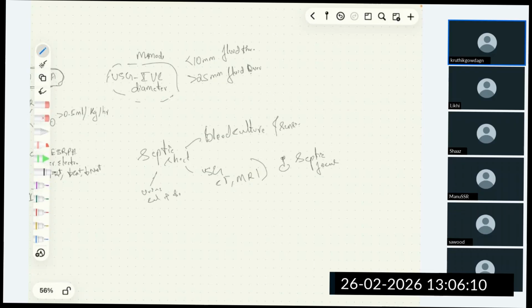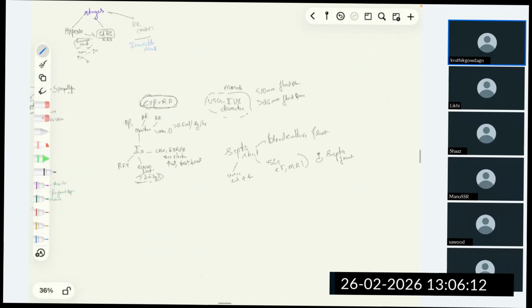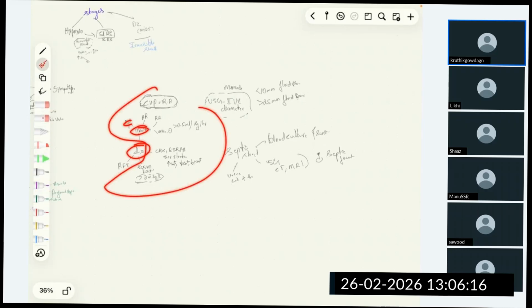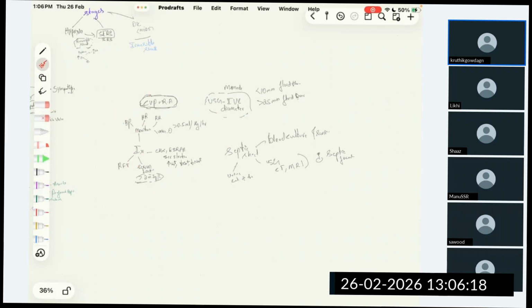So, in general, these are all the investigations done in shock. Monitoring of BP, heart rate, respiratory rate, urine output, and then CBC, the routine investigations. The serum lactate level is most important. If it's more than 2 milliequivalent per liter, it indicates tissue hypoxia. RFT we should do because we may have acute renal failure.